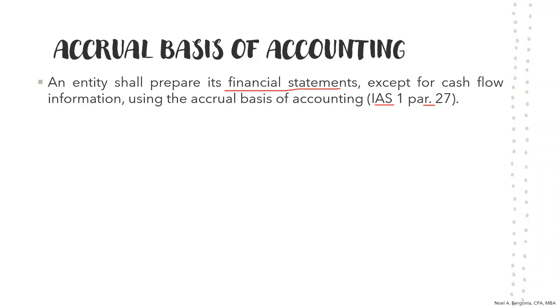So as you all know, the financial statements are the output of our accounting process, except for the cash flow information, using the accrual basis. So all of the financial statements except the statement of cash flow, which uses the cash basis of accounting, which we'll also be discussing thoroughly when you get to FABM part 2, are to be prepared in accordance with accrual basis. And what again is this accrual basis?